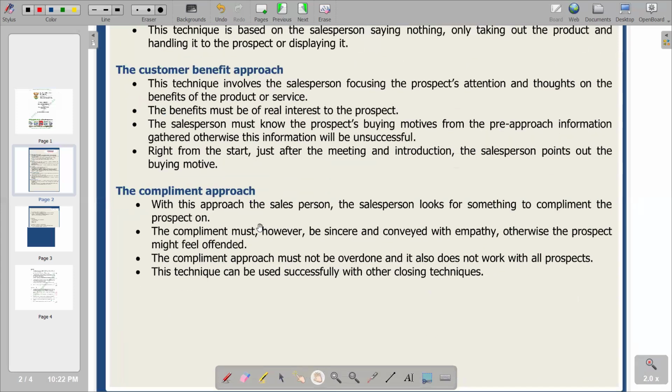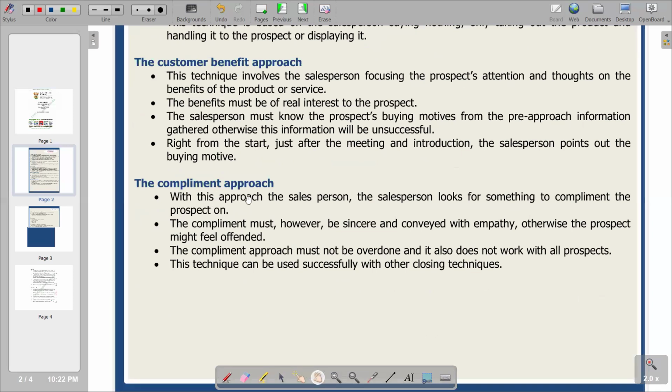We also have a few explanations under the compliment approach, whereby with this approach, the salesperson looks for something to compliment the prospect on. So this is what we have just explained. The compliment must, however, be sincere and conveyed with empathy. Otherwise, the prospect might feel offended. So it is very important that we take that caution.